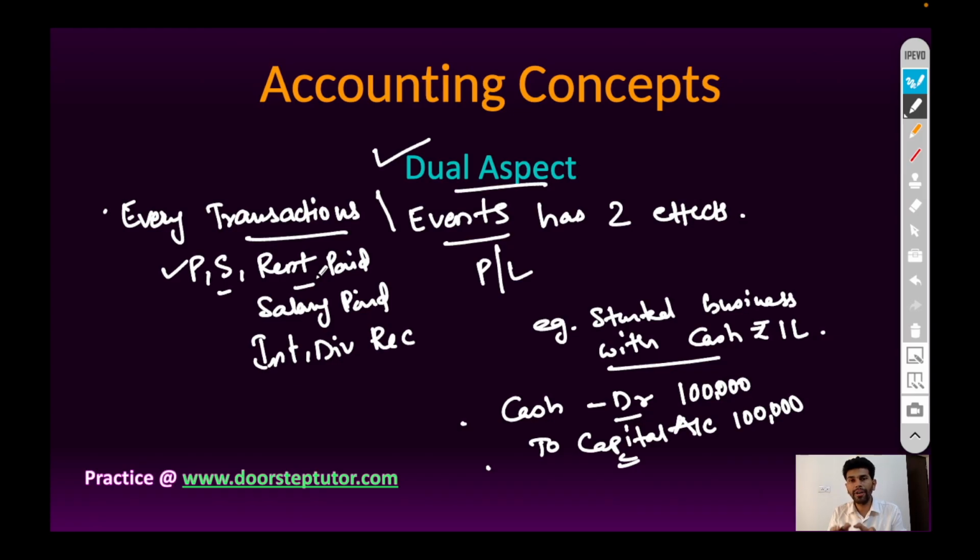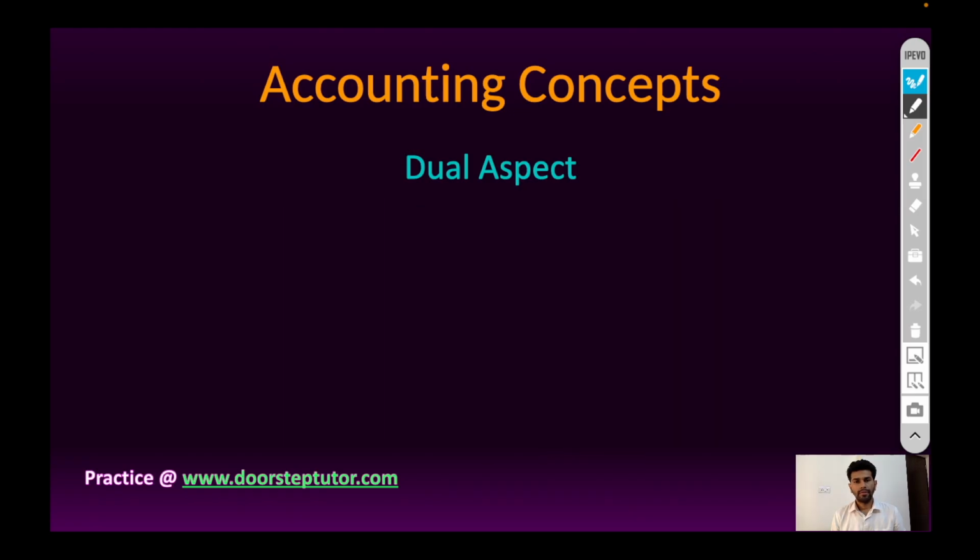So each and every transaction or event has two effects. Even profit and loss have different effects. For example, gross profit or net profit will be shifted to another account and ultimately the balance sheet tallies. Let's take some examples.